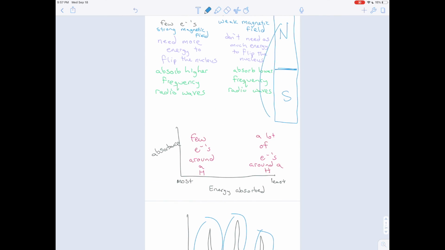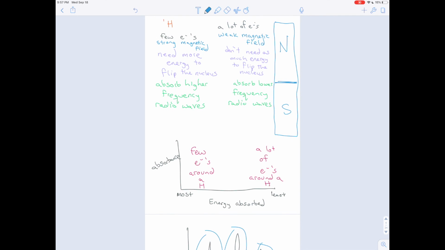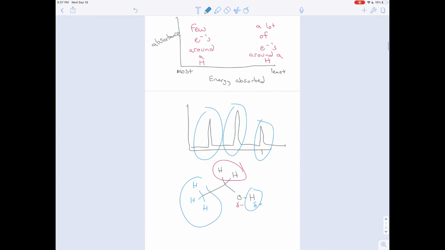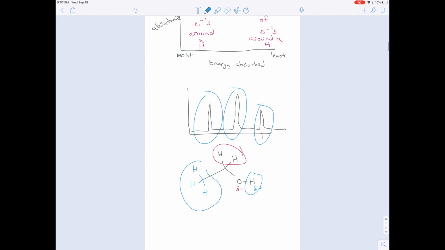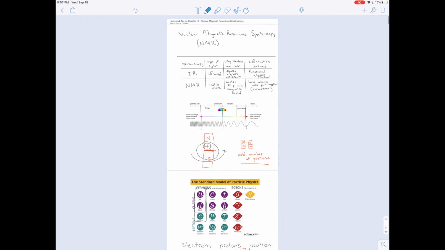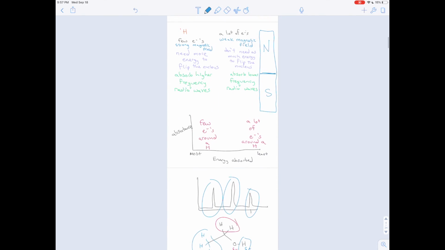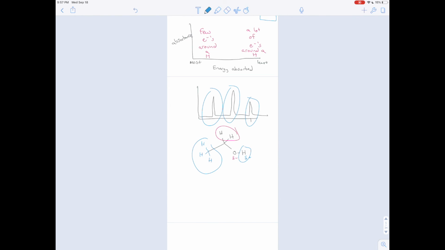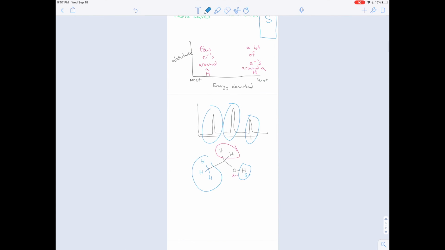And the peaks are representing the amount of electrons that are around them, because the amount of electrons determines how much the external field is opposed or not. That determines what the overall magnetic field is, which determines how much energy you need to flip the nuclei. Okay, so that's the general concept behind nuclear magnetic resonance spectroscopy. We're going to see what environments these nuclei are in based on the amount of electrons around them. And so we can use that in order to piece together how hydrogens are arranged in a molecule.